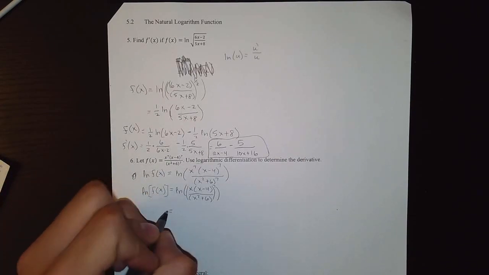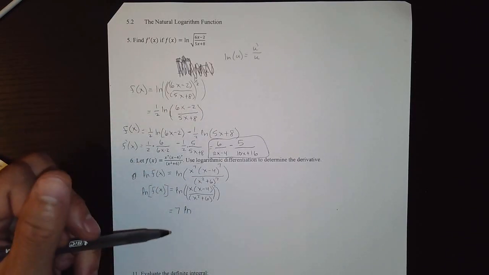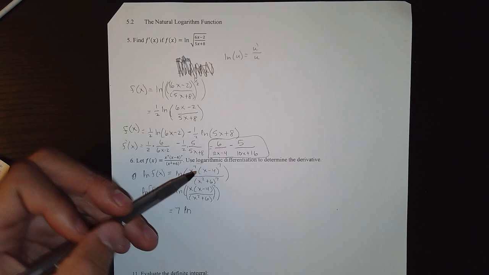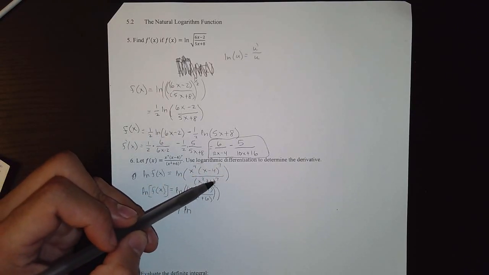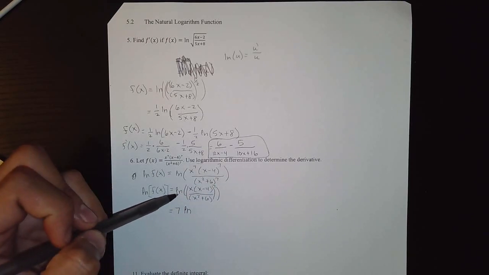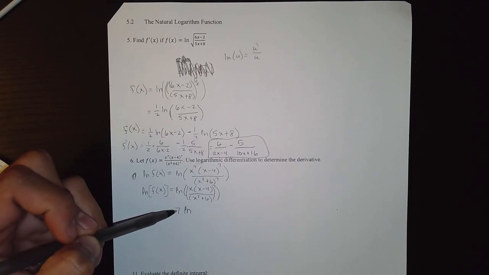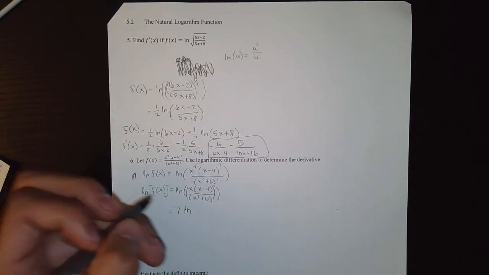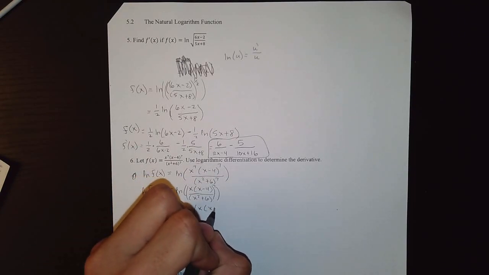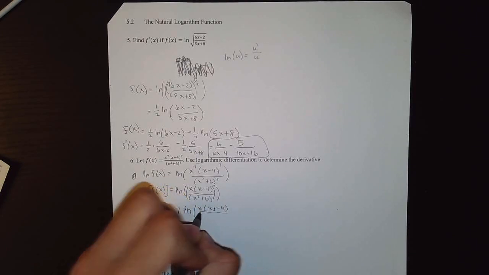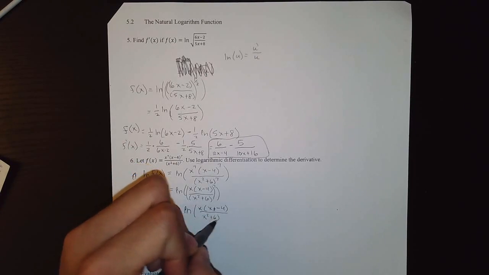And now I can use a property of logarithms that says if you have some number to some exponent within a logarithm function, you can move that power out as a constant multiplier. And so now we have 7 times the natural log of x times (x minus 4), divided by x squared plus 6.